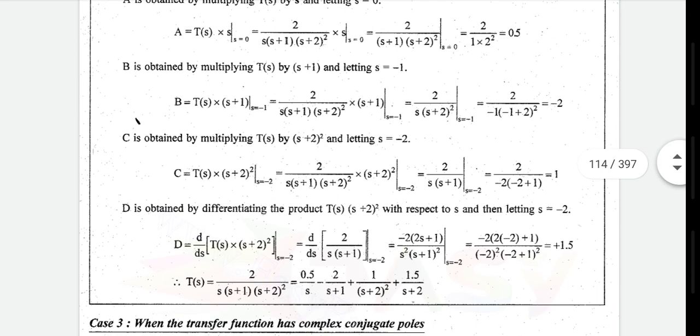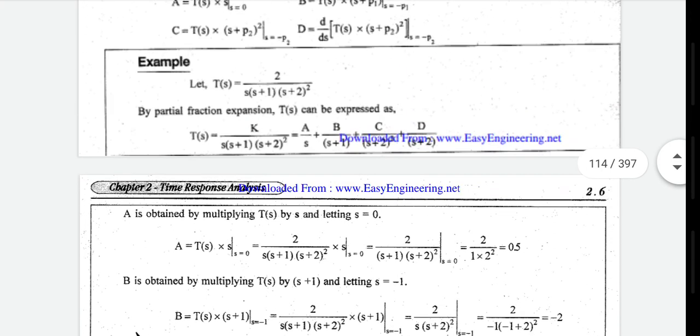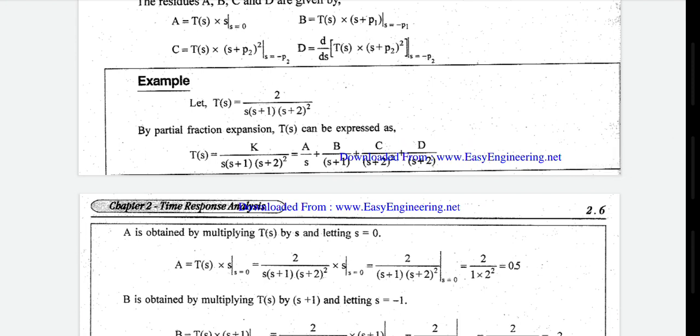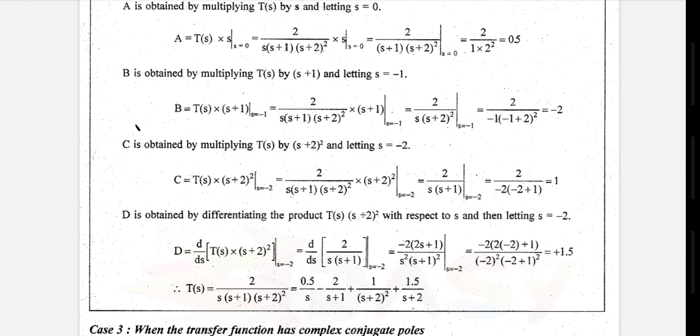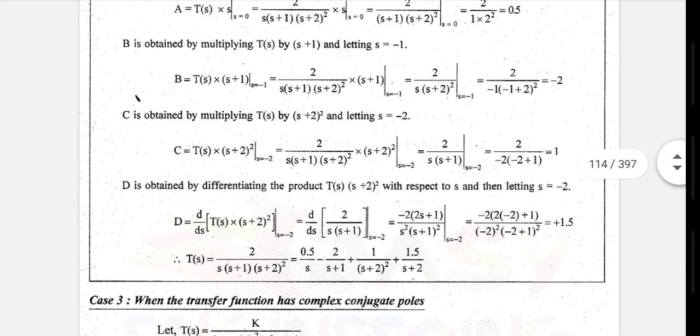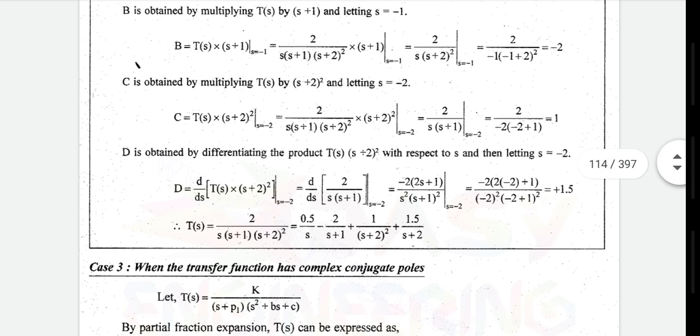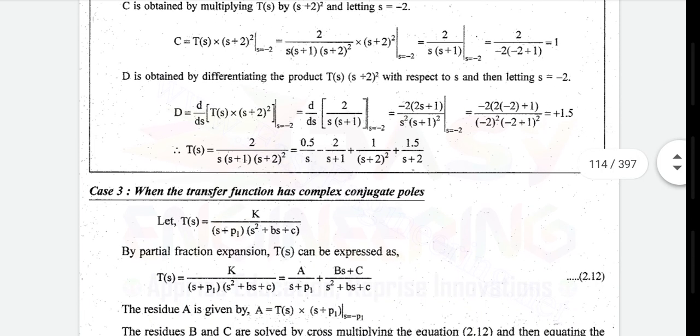Now c is obtained. How is the c value obtained? The c value is obtained by multiplying the transfer function t of s with the denominator of c, that is t of s into s plus 2 whole square, and by letting s is equal to minus 2. Now substitute the value of t of s once again here: 2 by s into s plus 1 into s plus 2 whole square, into s plus 2 whole square, by letting s is equal to minus 2. So s plus 2 whole square and s plus 2 whole square get cancelled. Substituting s is equal to minus 2, what will be the value here? 2 by minus 2 into minus 2 plus 1, that is equal to 1.